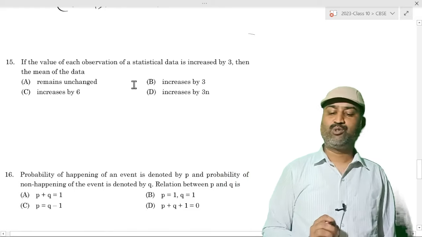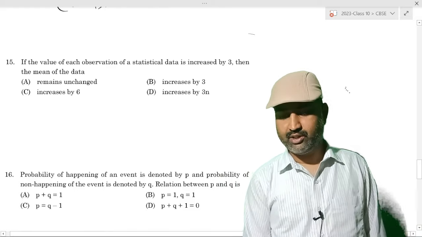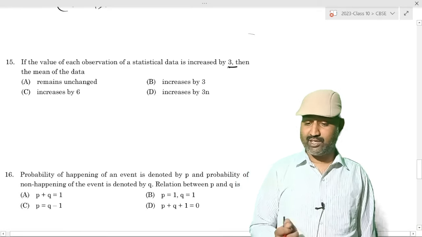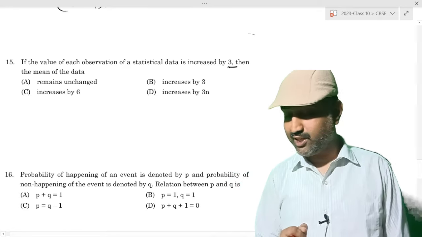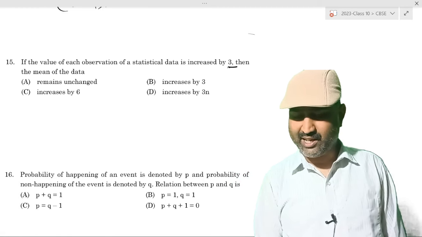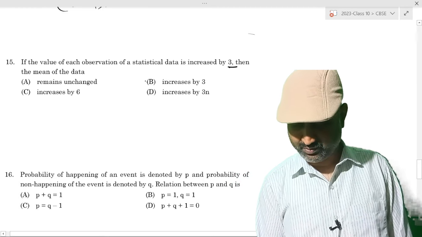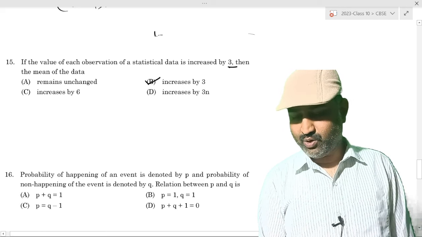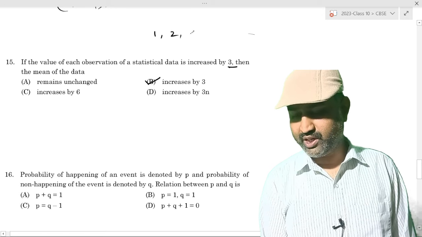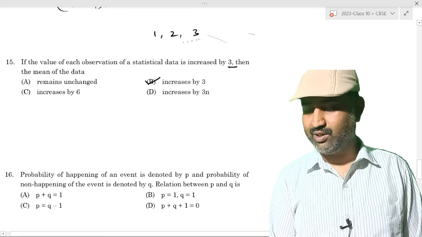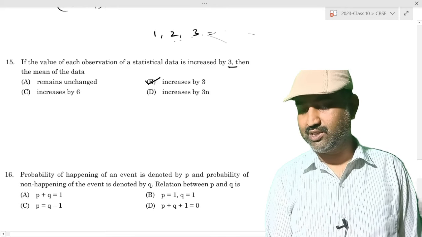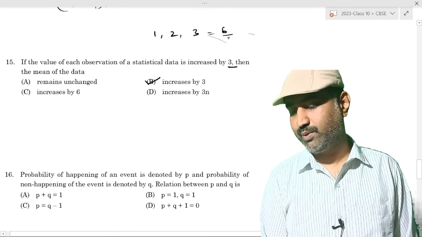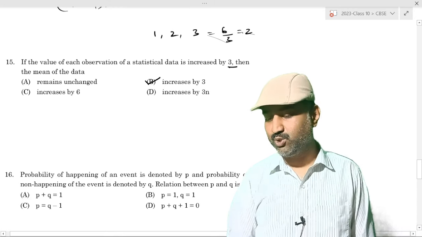The question is from statistics here. If each value of observation is increased by 3, then the mean of the data is increased by what here? The mean of data is again increased by 3 only. Option B. Why? For example, you take 1, 2, 3. The mean is 1 plus 2 plus 3, which is 6, by 3, which is equal to 2. The mean is 2 here.